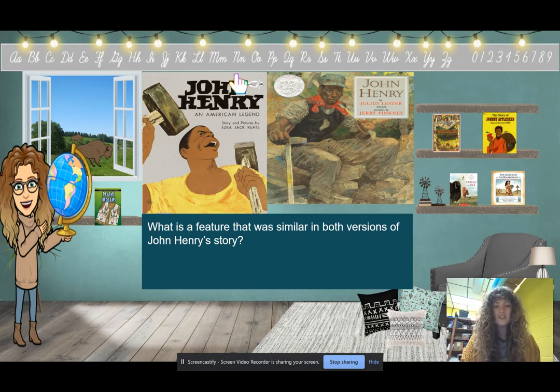The first version that we read was John Henry, an American Legend. When we talk about this version, we will refer to it by the author, so we will say John Henry by Keats, or Keats' version. The second version we read was by Julius Lester, so Lester's version. If you hear me talk about Keats' version, that was the first version we read, and Lester's version is the second version that we read.